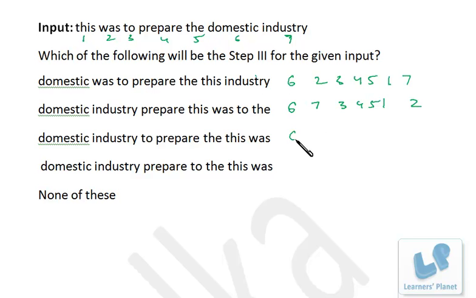Then the third step is 6, 7, and then in the dictionary P is there. So 4 will come over here, and 4 and 3 will exchange their position. So 3, 5, 1, 2. Okay, so this is the third step. Now let's match with the options. It's domestic industry, prepare to, and then the. So domestic industry, prepare to the, this is the correct option.